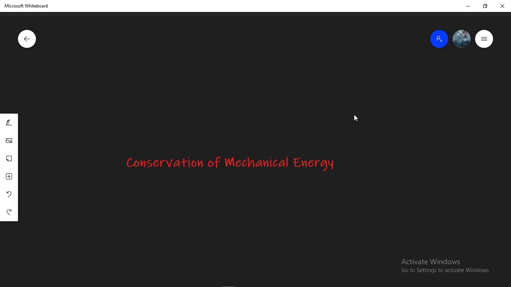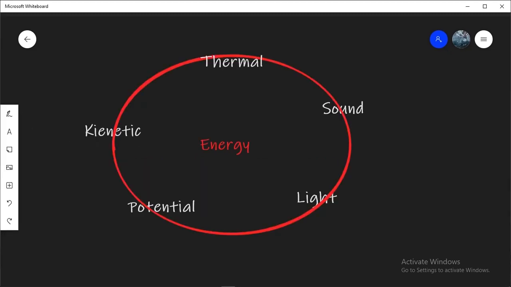Our topic of discussion today will be the conservation of mechanical energy and how it works. A video on the topic will be posted in Bangla in the channel later. Please feel free to check it out. Our topic today.